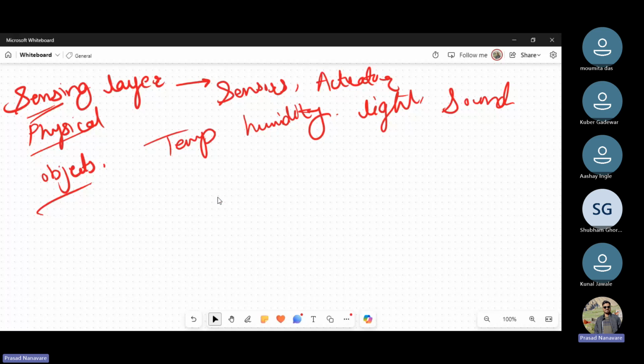Then next comes the network layer. Now, any suggestions on the network layer? Anyone want to talk about the network layer in basically a TCP/IP model or an OSI model? Any description you know about network layers?